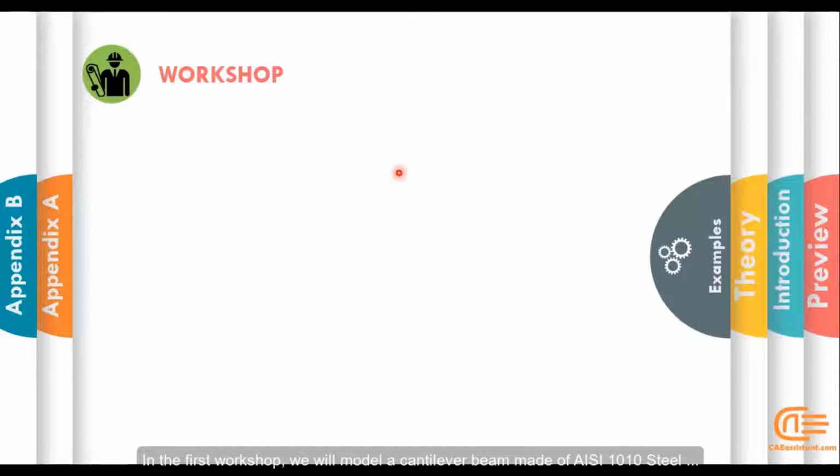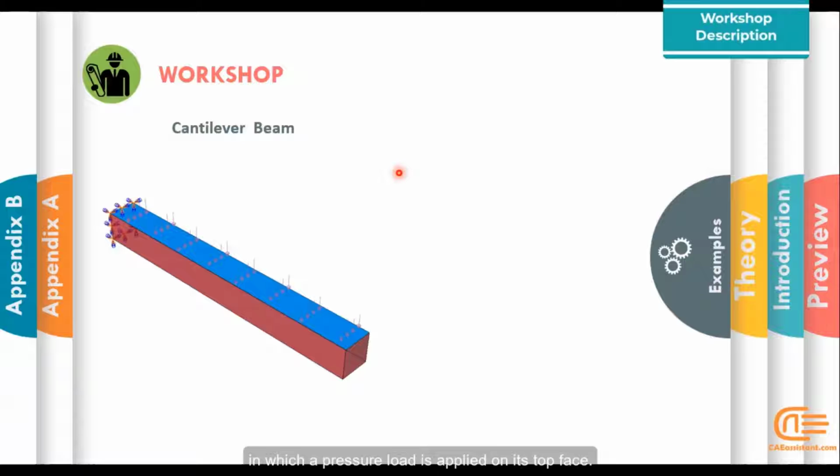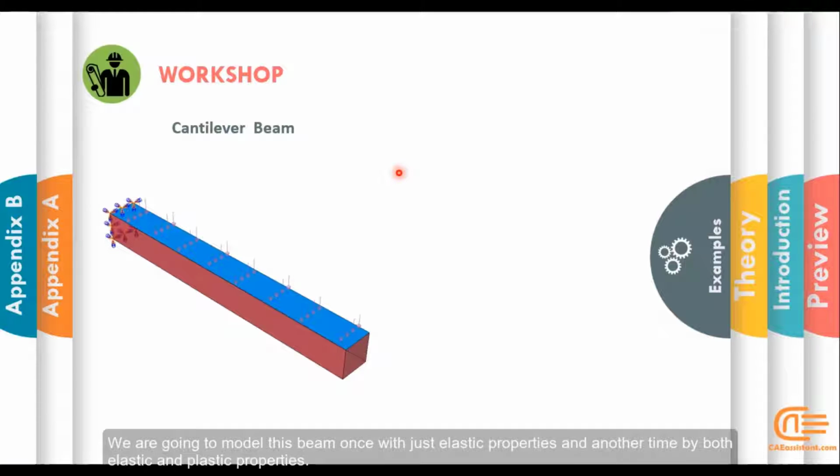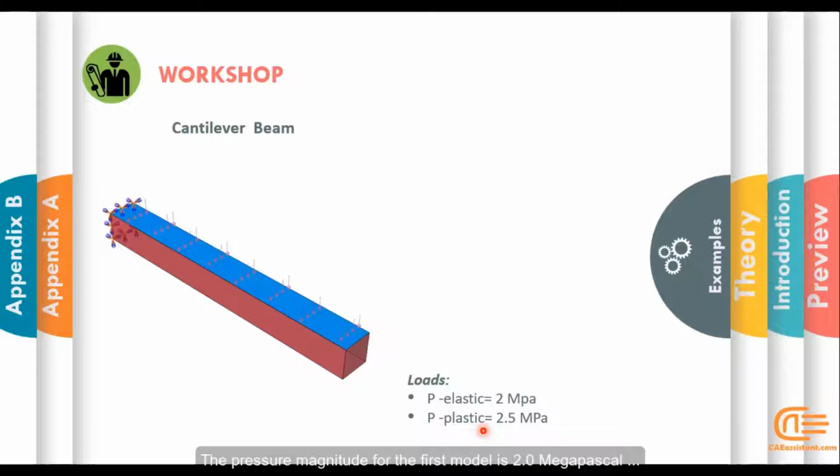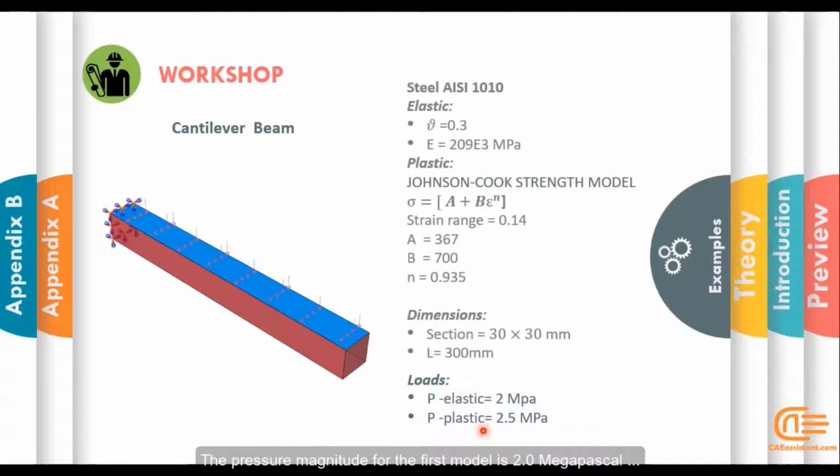In the first workshop, we will model a cantilever beam made of AISI 1010 steel in which a pressure load is applied on its top face. We are going to model this beam once with just elastic properties and another time with both elastic and plastic properties. The pressure magnitude for the first model is 2.0 megapascal and for the second model is 2.5 megapascal.